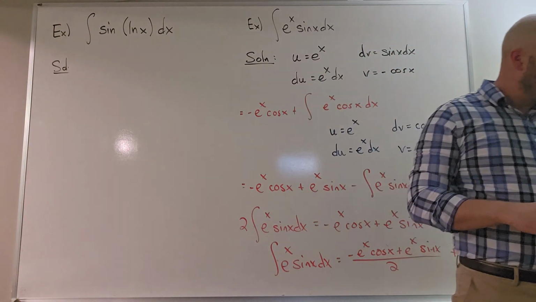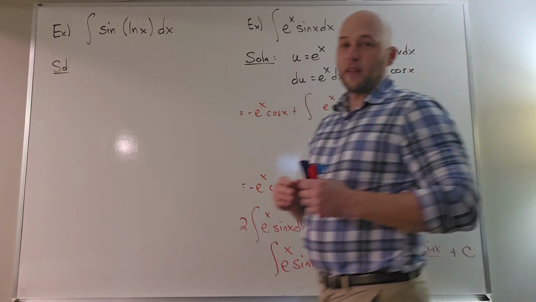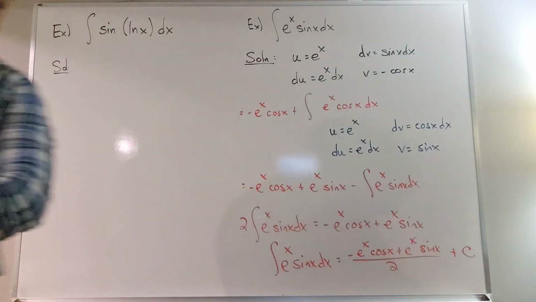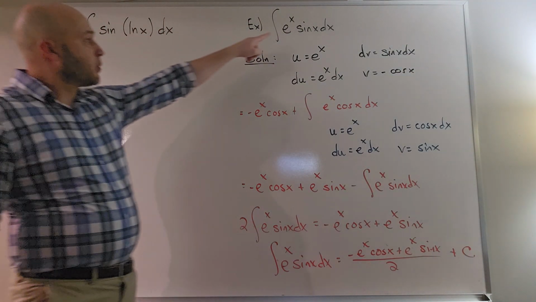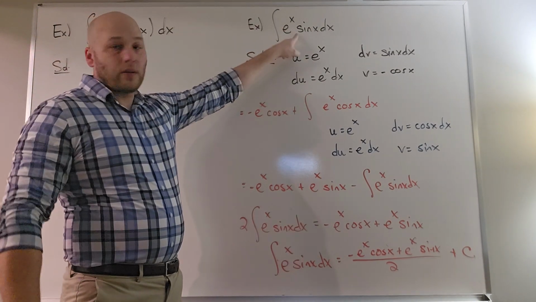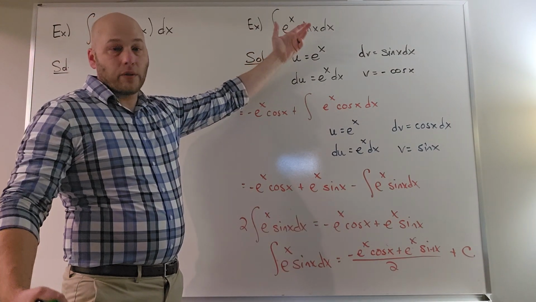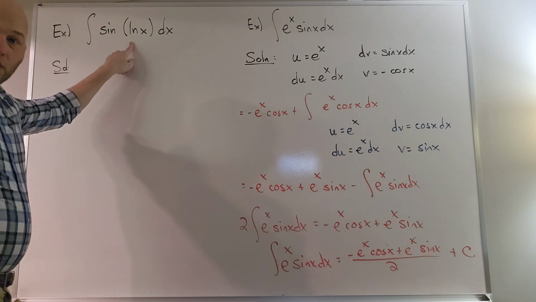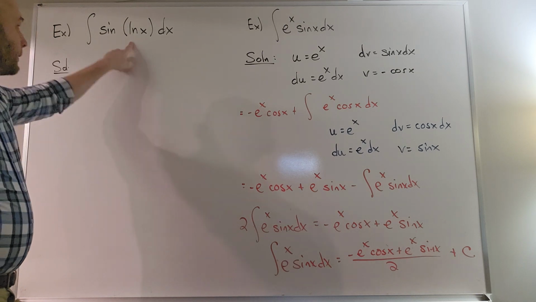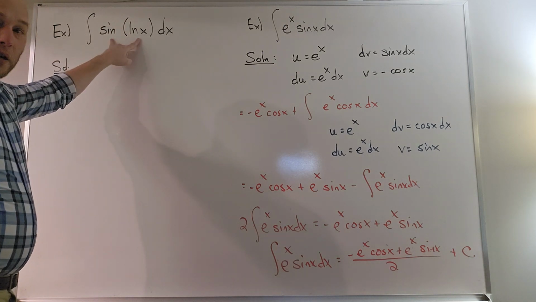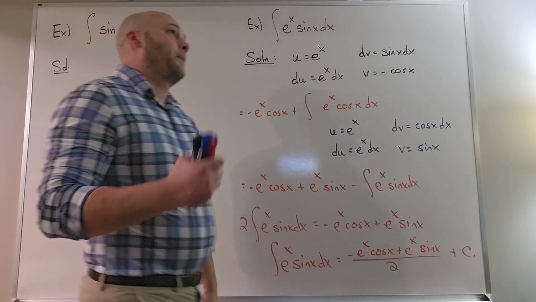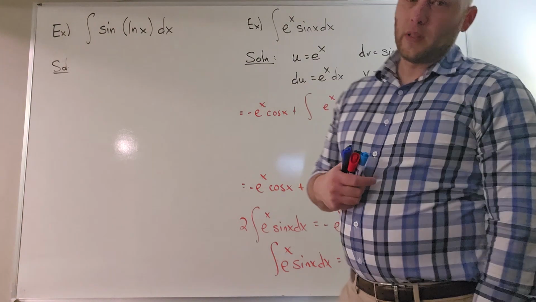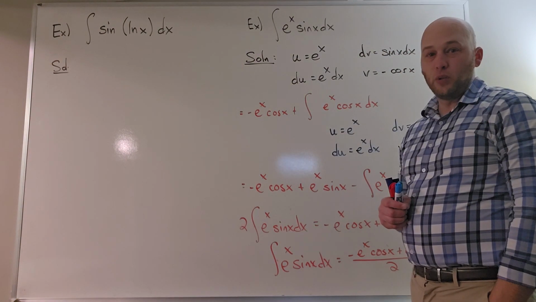For our last example, let's look at the integral of sine of the natural log. Let's compare it with this one. This one has a product of two functions of x. This one is a composition of two functions of x. We'll make integration by parts work on this. However, what I have to do first is a change of variables. Said differently, I have to start with a u substitution.